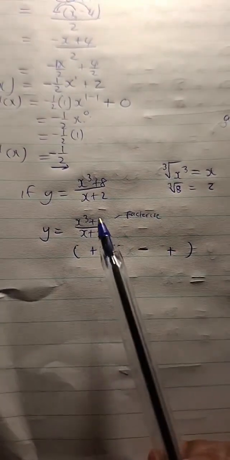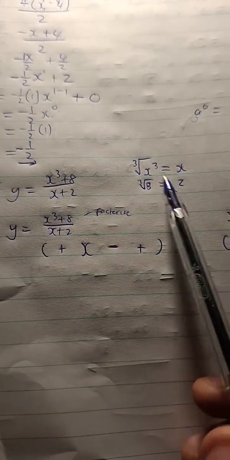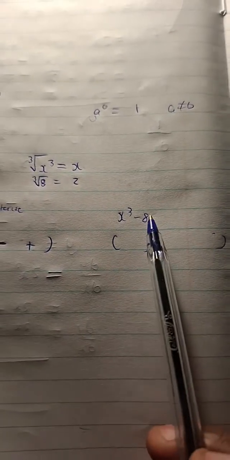In other words, if I say what is the cube root of x cubed, do you know what I get? I get x. What is the cube root of 8? The cube root of 8 is 2. All right. So that's why I say this is a sum of 2 cubes. In grade 10, you learned how to factorize the sum of 2 cubes, and you also learned how to factorize the difference of 2 cubes. That's what you learned in grade 10.